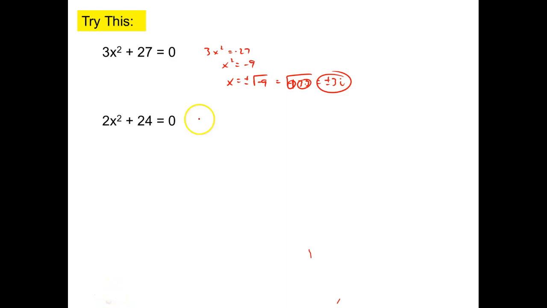Again, I have no b term, so 2x squared equals negative 24. Divide by 2, x squared equals negative 12. x, when I take the square root of negative 12, that's the square root of negative 1 times 2 times 2 times 3, which is 2i radical 3, plus or minus.